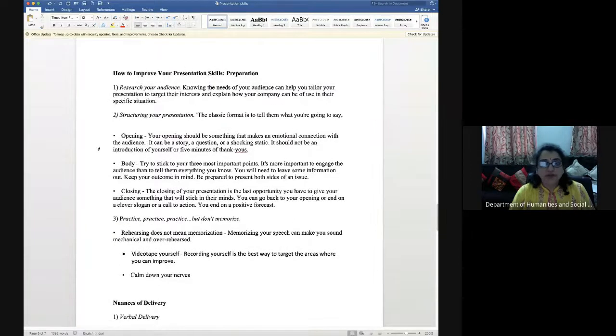So how to prepare your presentation skills? First, we have already talked about it at length: research your audience. Then structuring your presentation, which is very important, because when you are making a format or framework of your presentation, there are 3 things you have to understand. First is the opening, how you will start your presentation, which is what we just told you, the 7 ways to start your presentation.